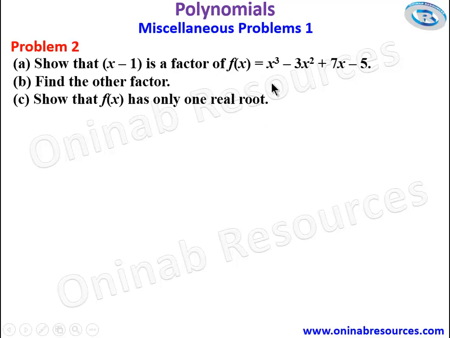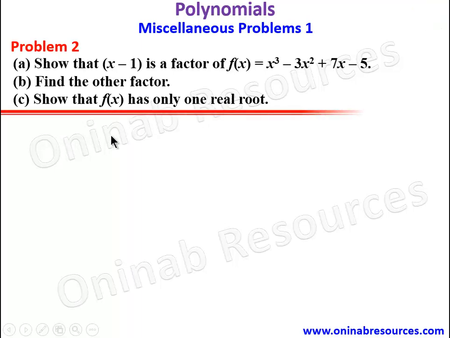We are given a factor. We are to look for the second factor. And since we are going to make use of the second factor, we go by long division. So we are going to show that x minus 1 is a factor of this. If we divide the polynomial by x minus 1 and it gives 0, then it is a factor. So the quotient will give us the second factor. We then use the two factors to verify C.